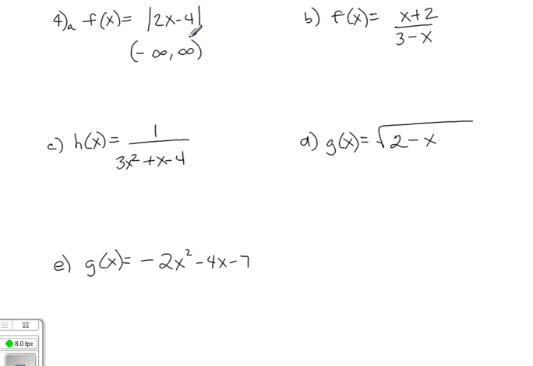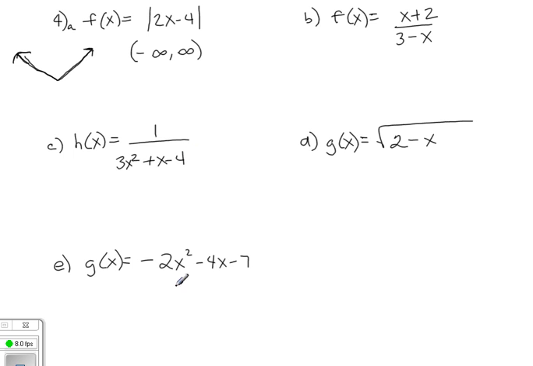Another way you can look at that one is by the shape of it. We know that that absolute value graph is going to end up being a V, and so if it was on a graph, then we would know that there is no break in that graph, so there aren't any restrictions to the domain. It goes from negative infinity to positive infinity.